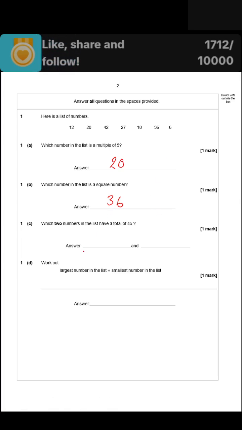For part C, which 2 numbers have a total of 45? So total would just mean we're adding them together. So the 2 numbers in this list that would add together to give you 45 will be 27 and 18. And it doesn't matter what order you put those in.